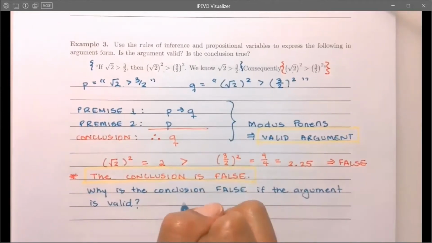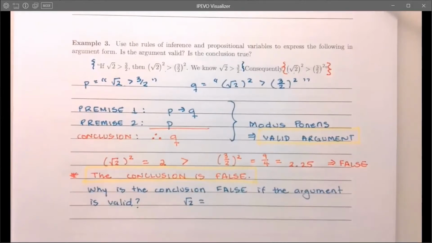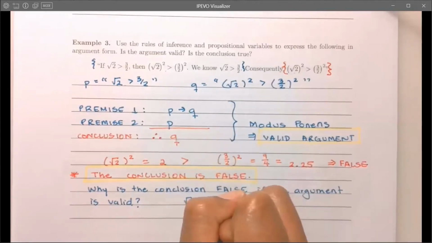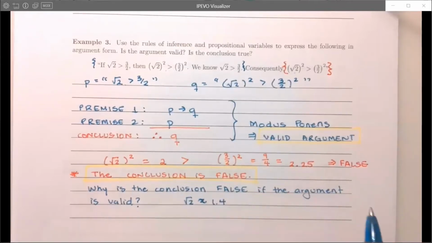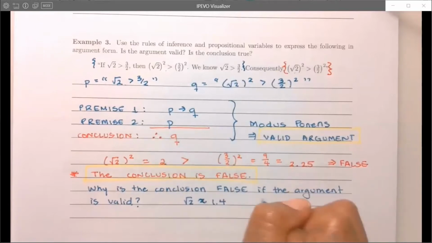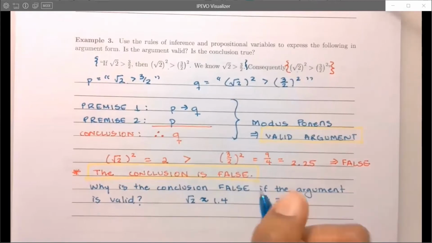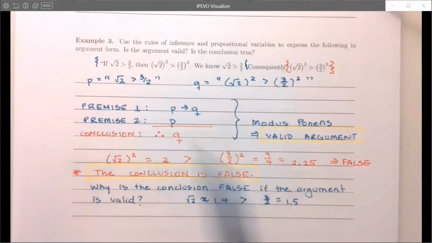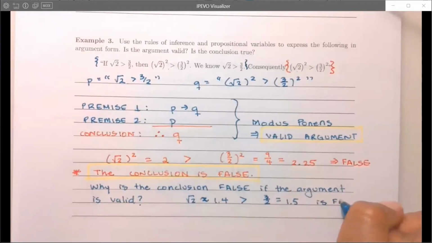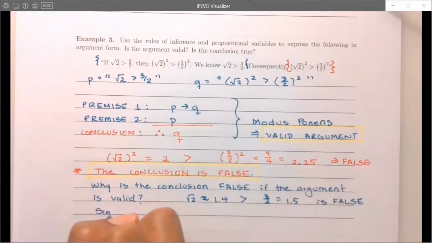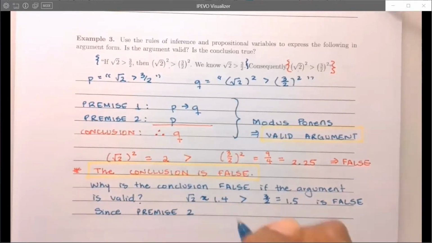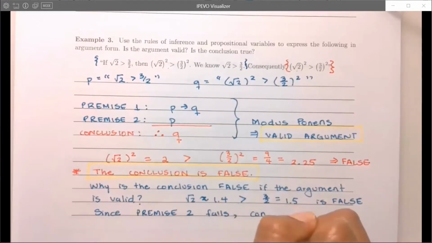Well, let's see. The square root of 2, if you punch it into your calculator, is going to give us approximately 1.4, whereas 3 over 2 is exactly 1.5. So 1.4 being greater than 1.5, which is the claim or the premise P, is a false statement. So since premise number 1, actually it's premise number 2, fails, the conclusion also fails to be true.